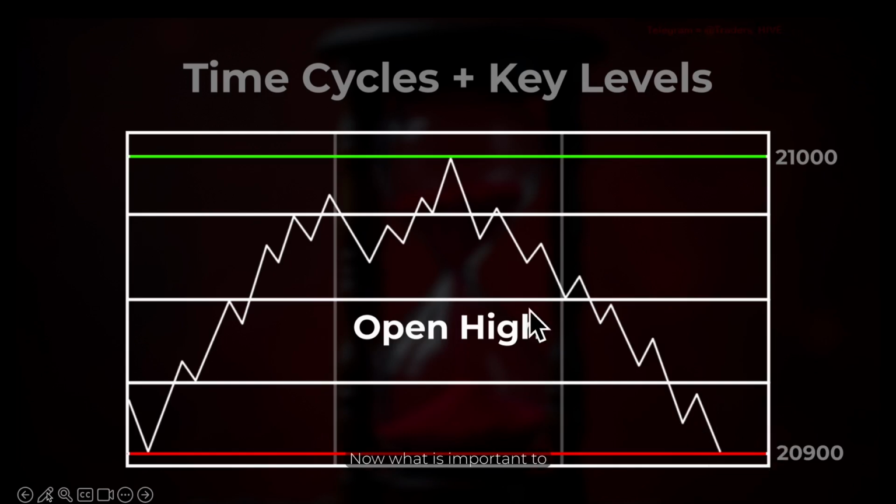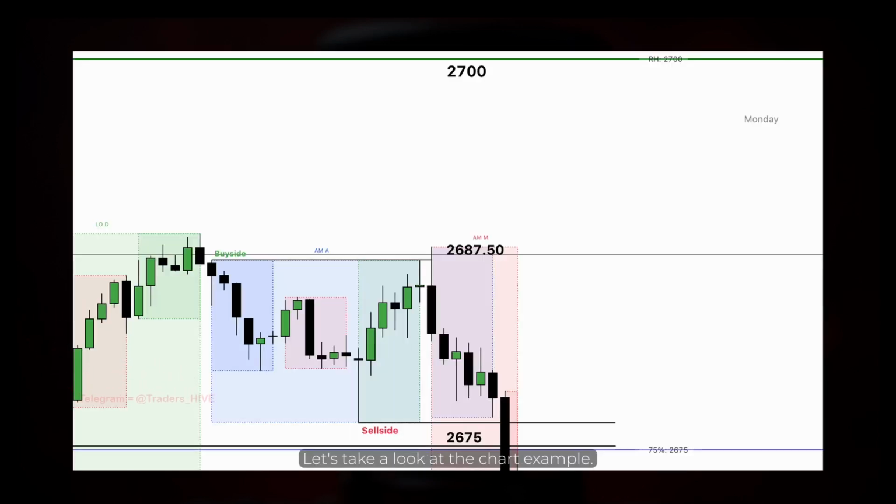Now, what is important to note is that when it comes to this delivery lower, premium arrays will get created, meaning the market will displace towards the downside and imbalances and such will get created. It's inside of these premium arrays that shorting opportunities will present themselves. However, what I would like you to investigate is where these PD arrays are forming. Think about these key levels. Let's take a look at the chart example.